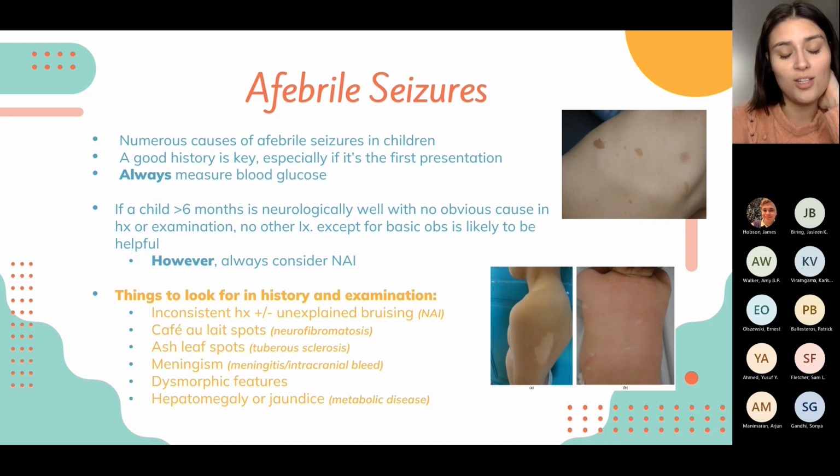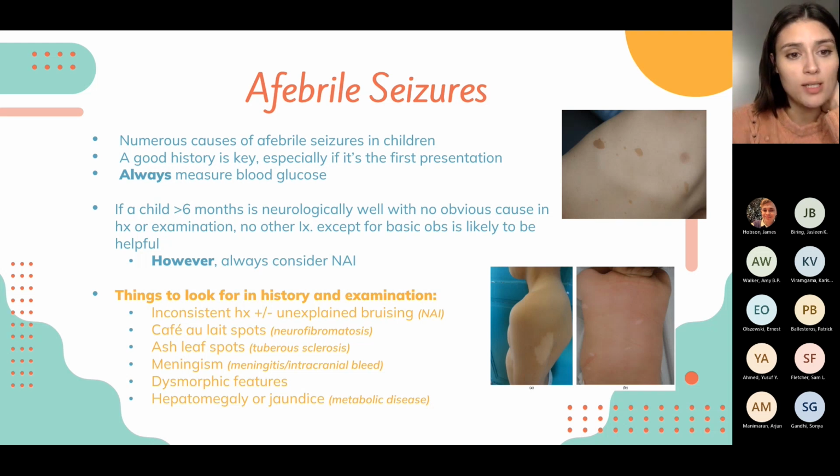You can do your basic observations. If they seem stable on that front as well, they're not scoring on the PEWS, then it's unlikely to be helpful to get any other investigations done. You should always consider non-accidental injury though, so just make sure you're doing a really good primary and secondary survey.